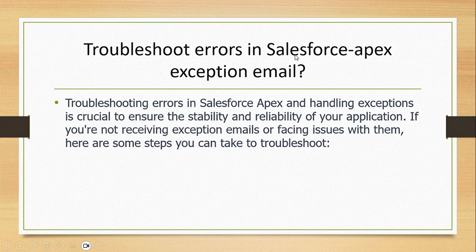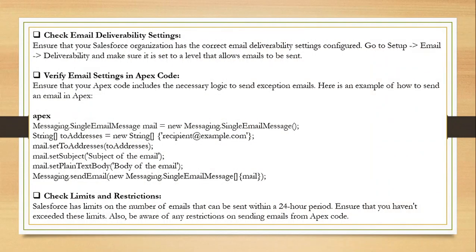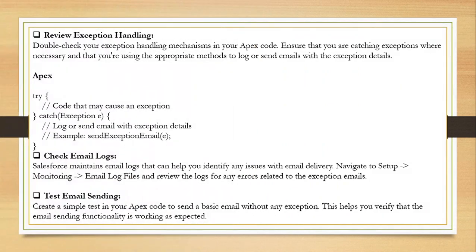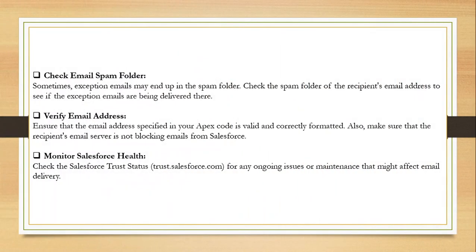Troubleshoot errors in Salesforce Apex exception email. Troubleshooting errors in Salesforce Apex and handling exceptions is a crucial way to ensure the stability and reliability of your applications. If you are not receiving any exception emails or are facing email issues, here are some steps to troubleshoot the error. Check email deliverability settings, verify email settings in Apex code, and check limits and restrictions. After that, review exception handling, check email logs, and test email sending. After that, check the email spam folder, verify the email address, and monitor Salesforce health.